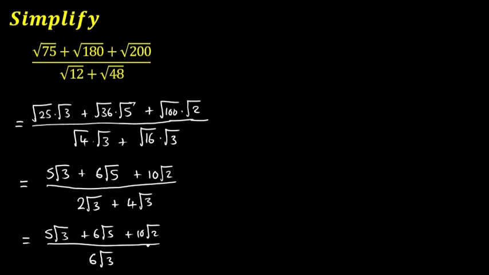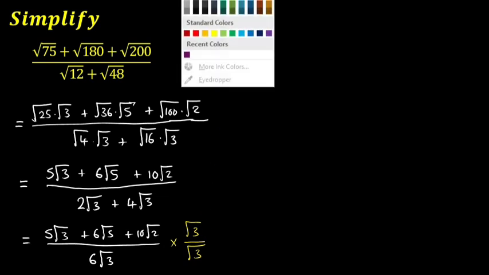So now we have to rationalize. By rationalizing, we're going to multiply by the conjugate. Or in this case, we don't have a conjugate, but rather we're going to multiply by root 3 in both numerator and denominator. So our denominator is 6 root 3. This means that we have to multiply the numerator by root 3 and the denominator as well by root 3. So let's do the multiplication.